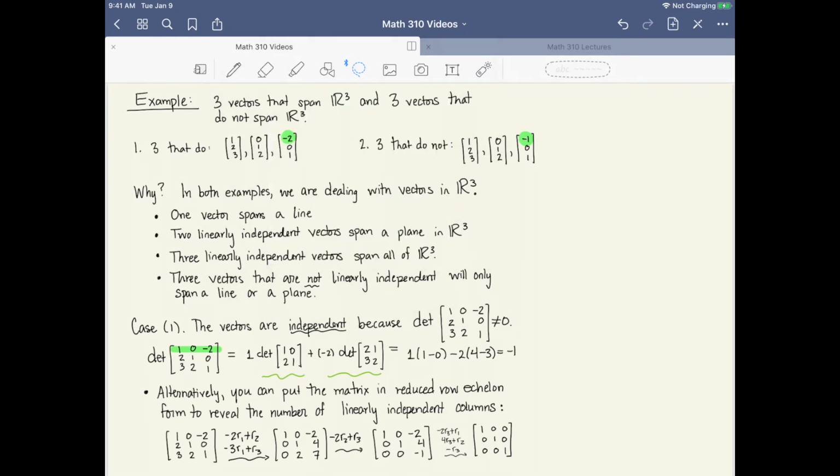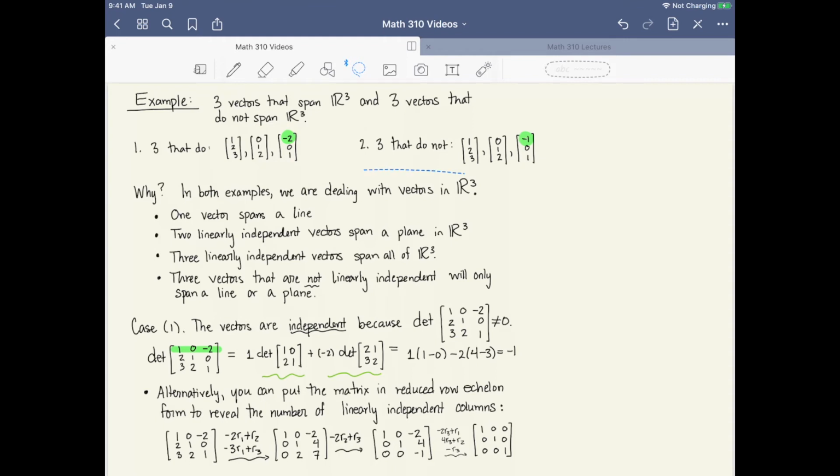I'm not going to work through all of them in real time, but if you'd like to check, there are a series of row operations that you can do to put this matrix into the form of the identity matrix. Because you've ended with an identity matrix, that tells you that all 3 of those column vectors were linearly independent. And so we know that the 3 vectors in example 1 span all of R3.